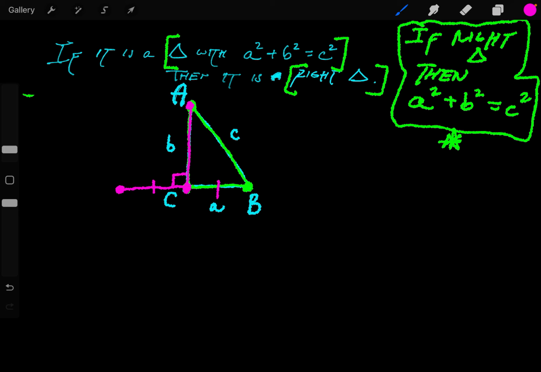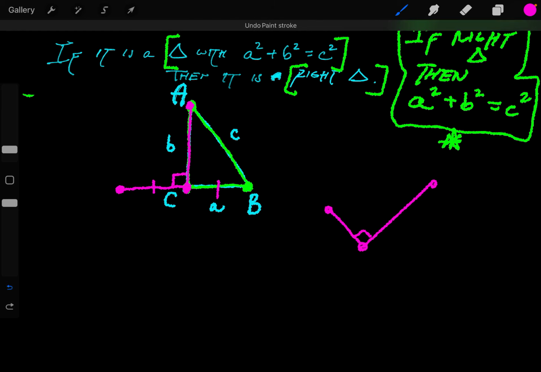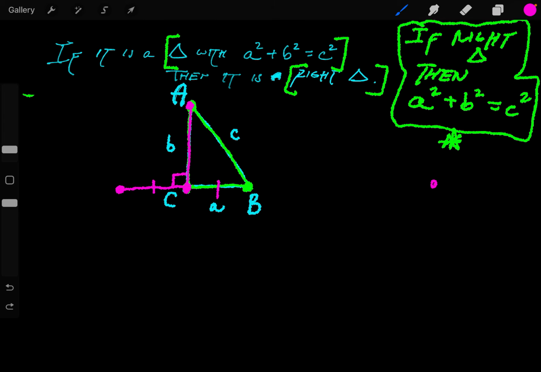Now, I could always do that. All I did was take some line, and I could always draw a line that's perpendicular to it, and of course I can make that line of any length I want. In this case, I made it of length A. As long as we believe that we can do that, we're in good shape.